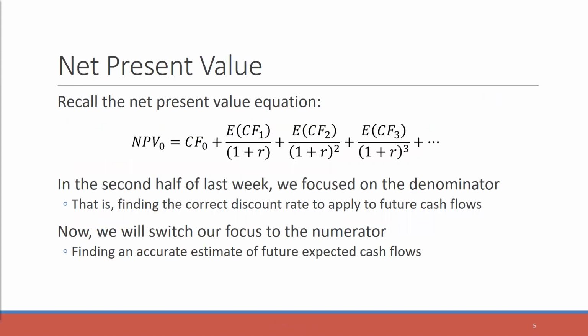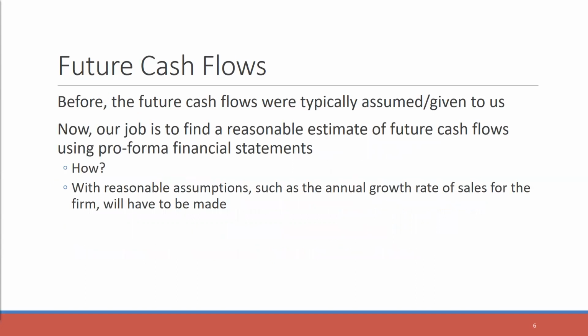So let's revisit our net present value equation. We can recall that in the numerator, we have a cash flow at time 0 and expected cash flows for period 1, 2, and all the way through. Now, we're going to focus on the numerator, specifically on figuring out an accurate way of estimating future expected cash flows. Before, all of our future cash flows were typically given or assumed to us.